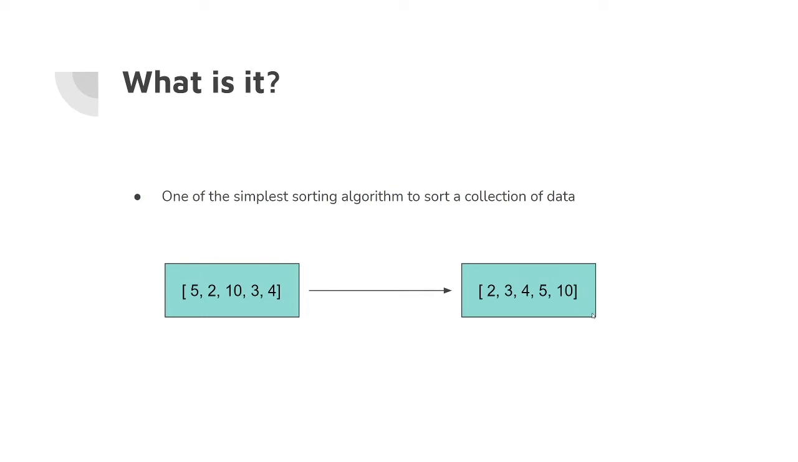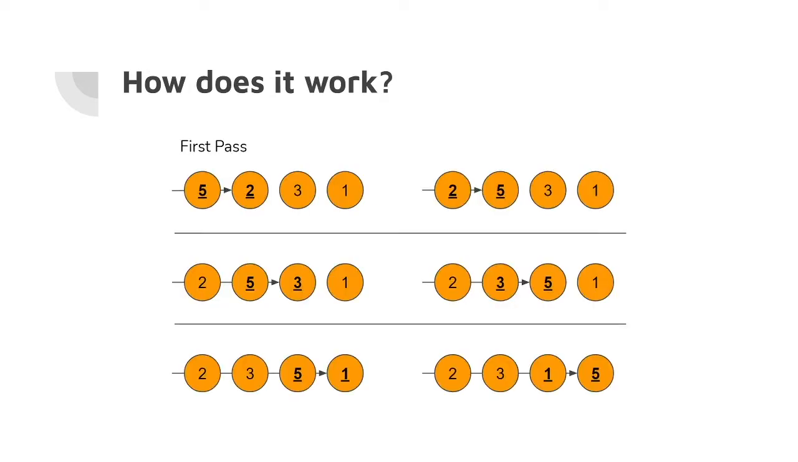One thing you should know is that bubble sort is easy to do, but it is inefficient and very expensive on the memory. So how does it work?